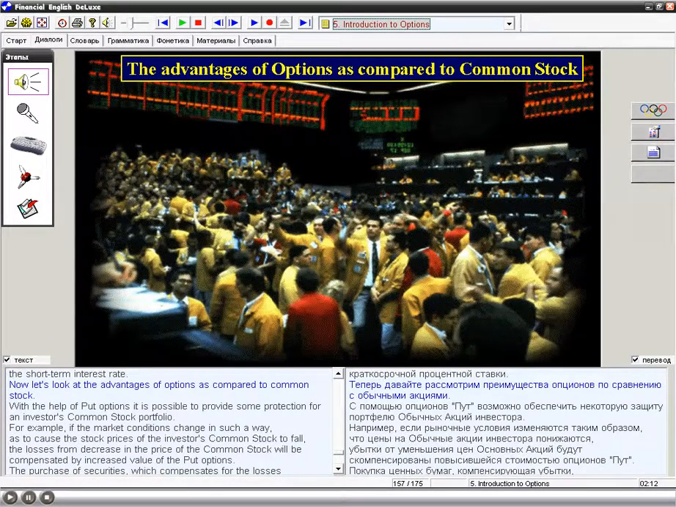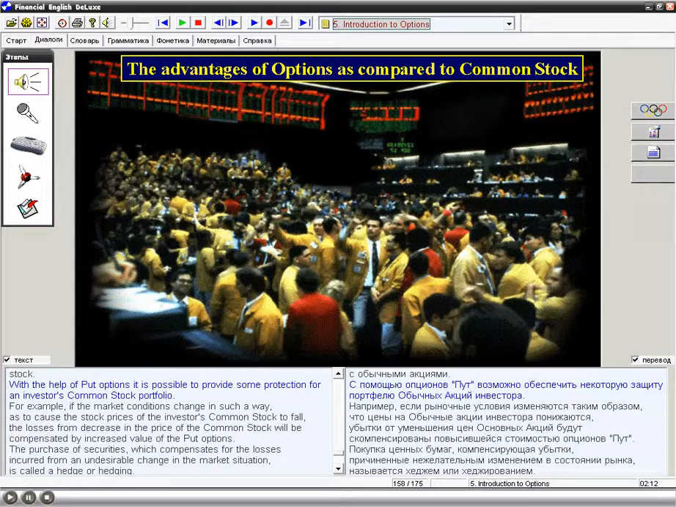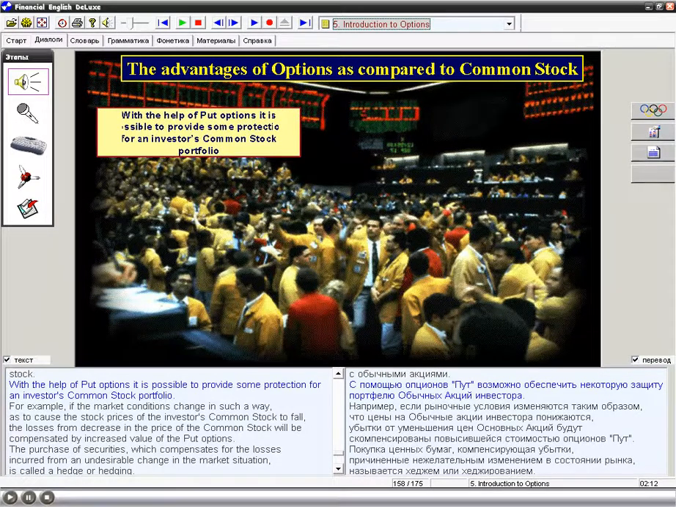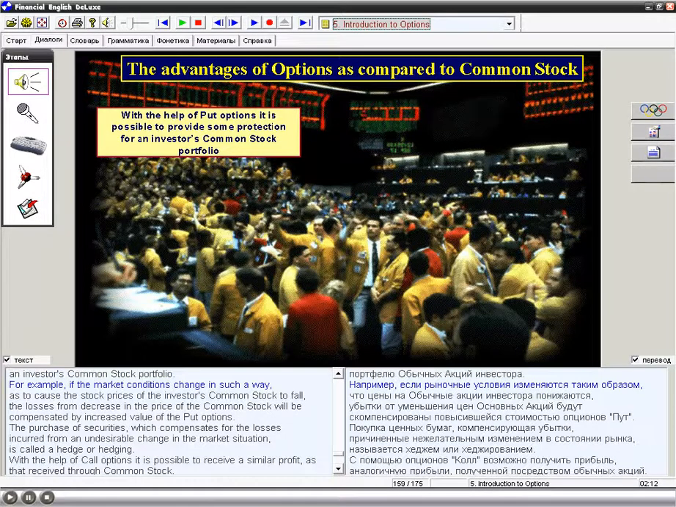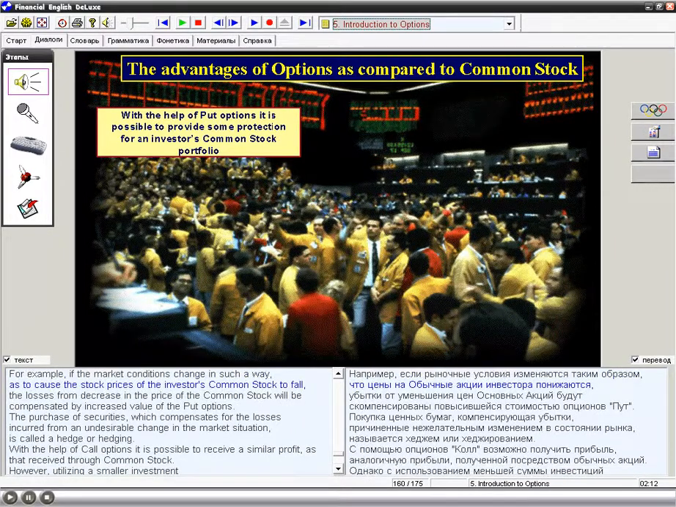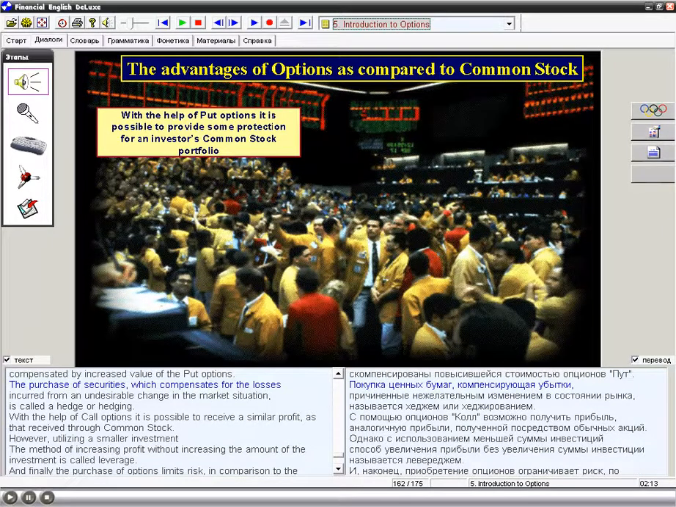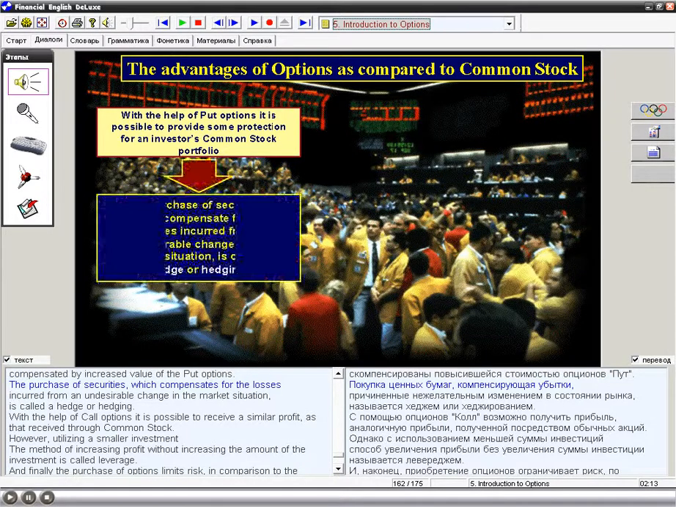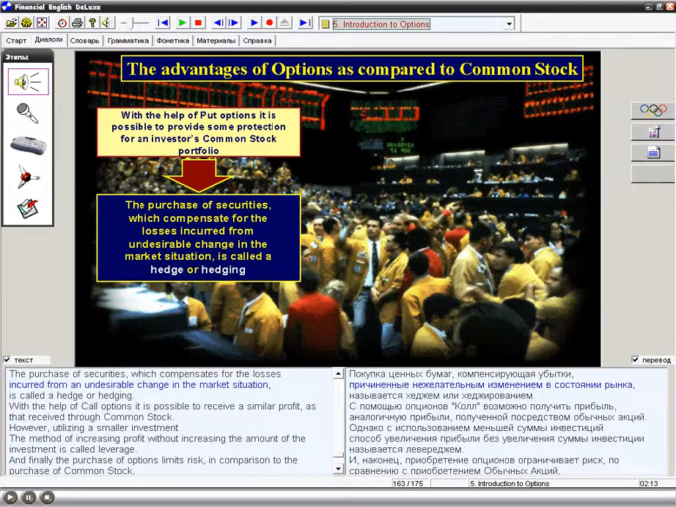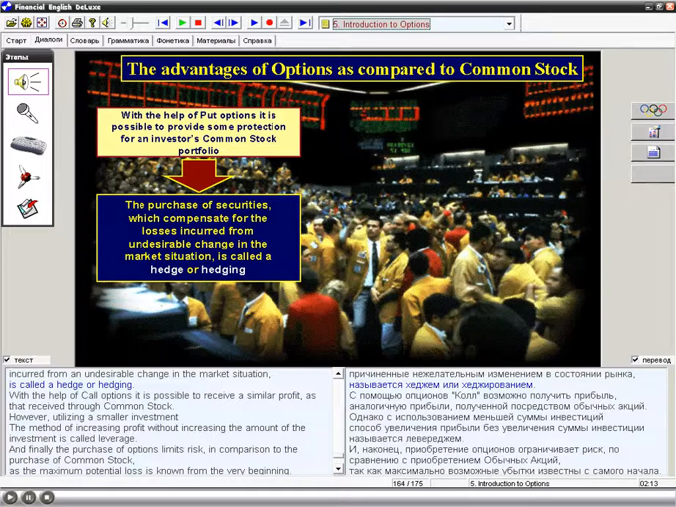Now let's look at the advantages of options as compared to common stock. With the help of put options, it's possible to provide some protection for an investor's common stock portfolio. For example, if the market conditions change in such a way as to cause the stock prices of the investor's common stock to fall, the losses from decrease in the price of the common stock will be compensated by increased value of the put options.